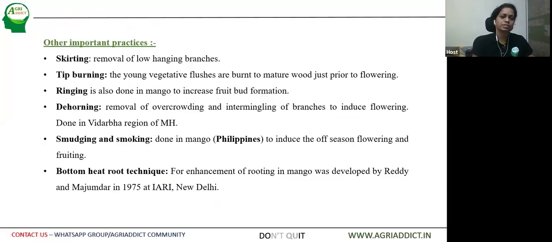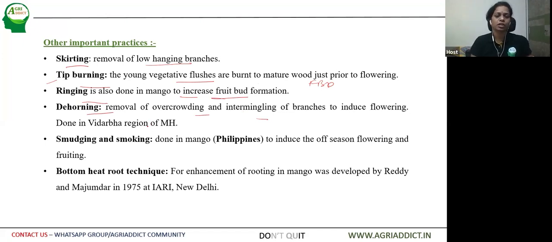Then other important practices normally followed for fruiting and flowering are skirting, the removal of low hanging branches, then tip burning. The young brushes are sometimes burnt to mature just before flowering. So for fruit bud differentiation also, in some countries or some areas of the country, this tip burning is followed. Then ringing, the removal of bark in some shoots, is followed to increase fruit bud formation. Then dehorning is the removal of overcrowding or intermingling branches to induce flowering.